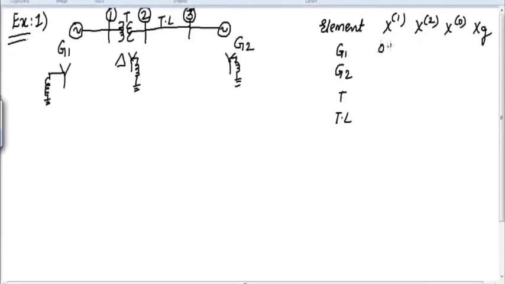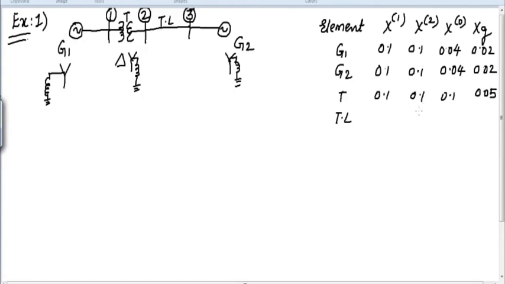The values are in this way: 0.1, 0.1, 0.04, 0.02. Then again the same values: 0.1, 0.1, 0.04 and 0.02. For the transformer they have given 0.1, 0.1, x0 also 0.1, and this 0.05. And for the transmission line they have 0.2, 0.2 and 0.5. So in this way the data is given to us.